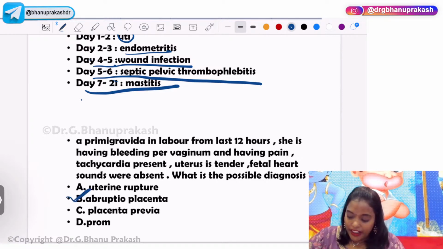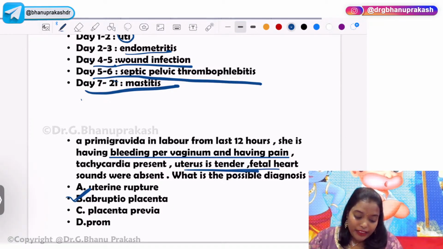Excellent, Pratyusha. Very good. So what were the factors which helped you to answer that this is abruption? She's having bleeding per vaginum associated with pain. Yes, tender uterus. Heart sounds absent, fine. Right, tender uterus. Okay, what will be the mode of delivery for this patient?